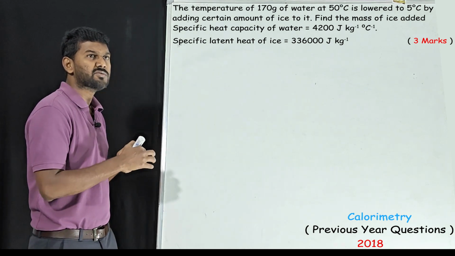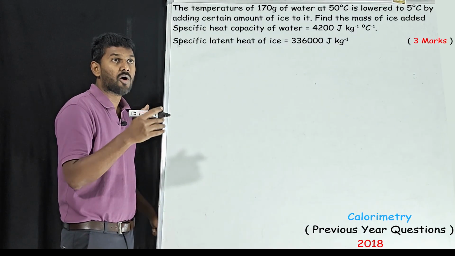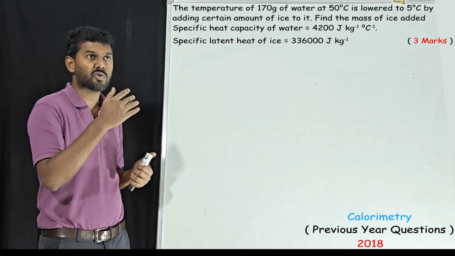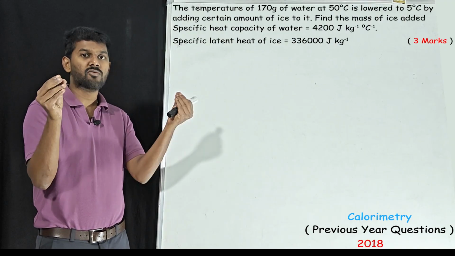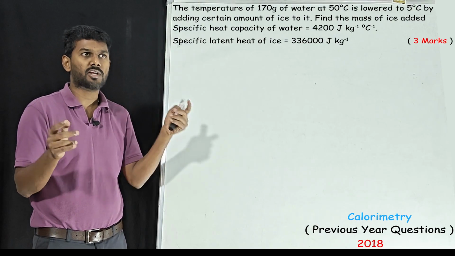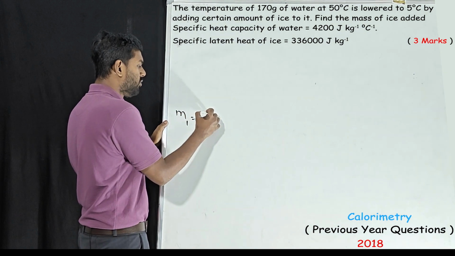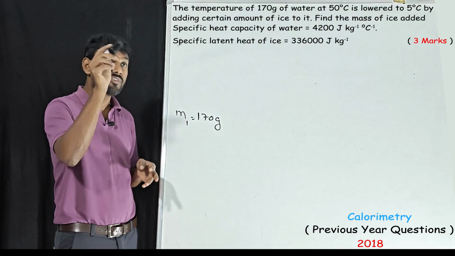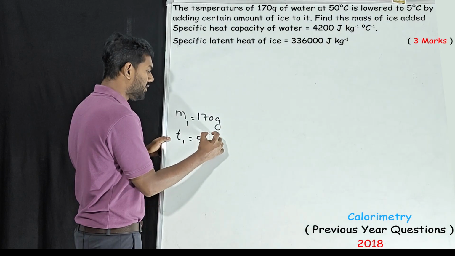Now listen. First we'll write whatever is given. The temperature of 170 gram of water. I told you earlier, hot object first. We'll take it as the first object, correct? So M1 is related to the hot object. Here we are adding ice to water, and the water has the high temperature. The hot or warm object is water, so the mass of water we'll take as M1. M1 is equal to 170 grams. Then the temperature of the water at 50 degrees Celsius, so T1 is 50.